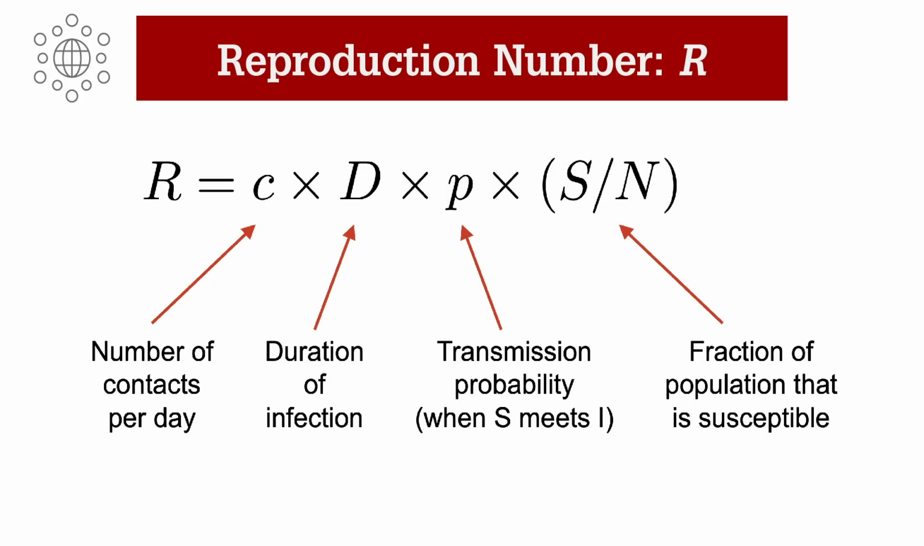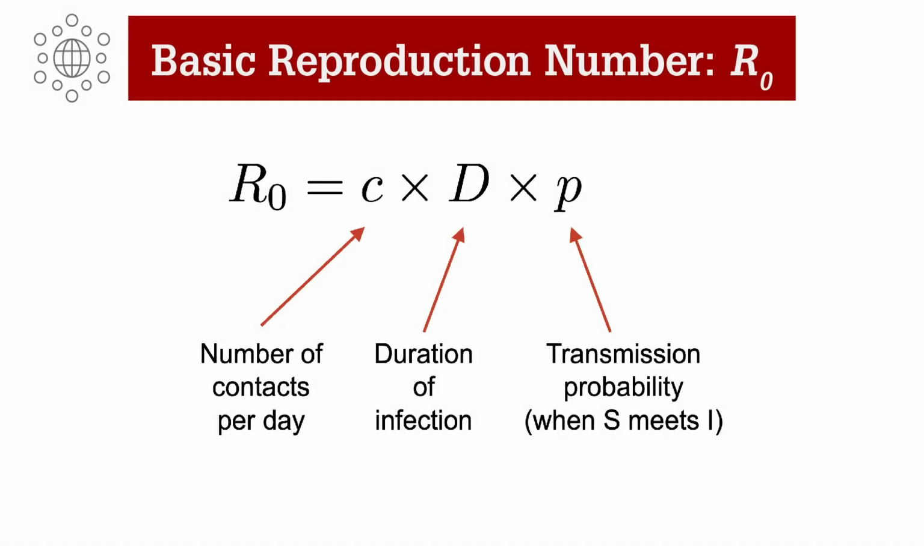R depends on the contact rate, how many encounters you have per day, the duration of infection, and the probability that an encounter would lead to transmission. If there are S susceptible people in a population of N people, the chance that an interaction is with a susceptible person is S divided by N. If we use the letter C to stand for the contact rate, D to stand for the duration of infection, and P for the probability of transmission when a susceptible person meets an infected person, we have that R is equal to C times D times P times S over N.